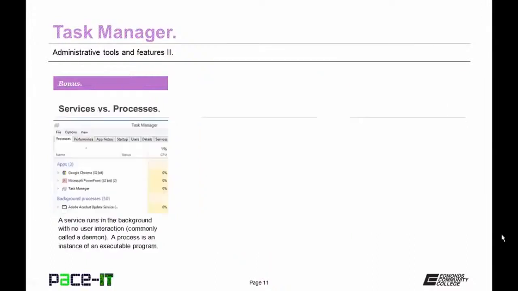Time for more bonus material. What's the difference between a service and a process? Well, a service runs in the background with no user interaction. It's often called a daemon. A process is an instance of an executable program.